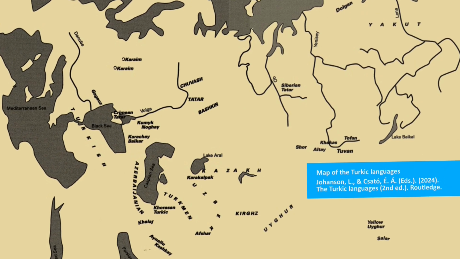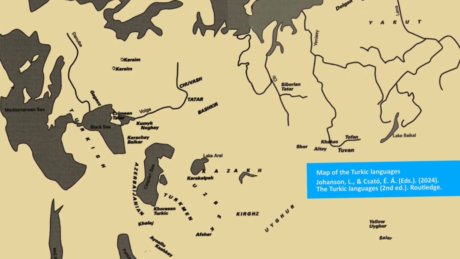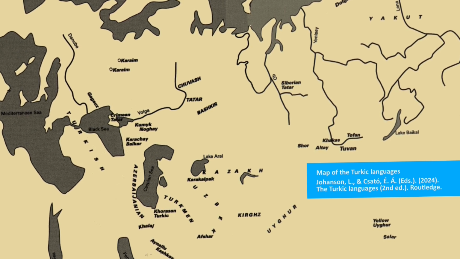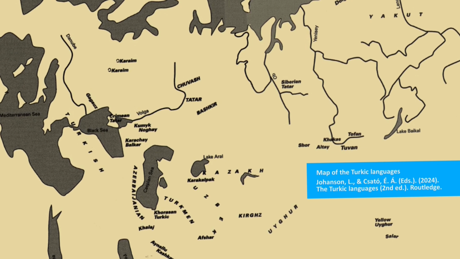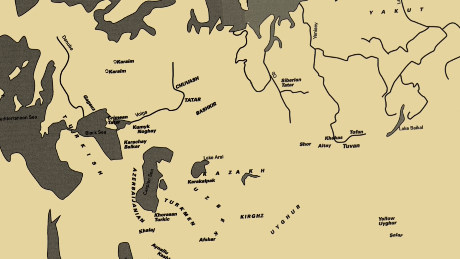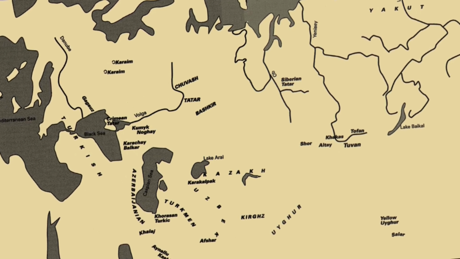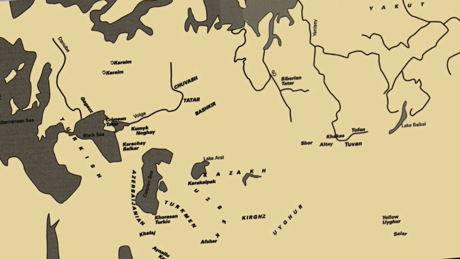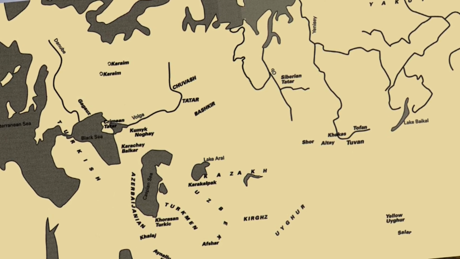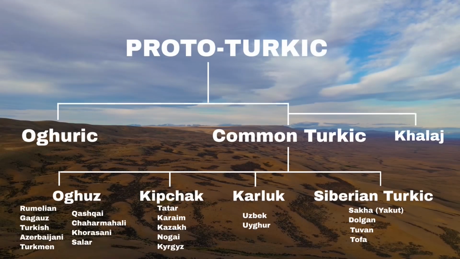These languages stretch across Eurasia, from the Eastern Mediterranean and the Balkans to Western China and the Russian Far East, forming a diverse family. Yet despite this vast spread, they share a core of vocabulary and structural traits like vowel harmony and agglutinative grammar that point to a common root. And that root is Proto-Turkic, a theoretical model of the Turkic family's ancestor. Not a language anyone actually spoke, but a reconstruction.